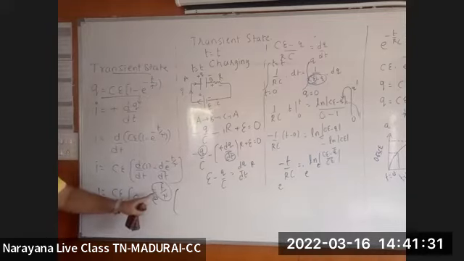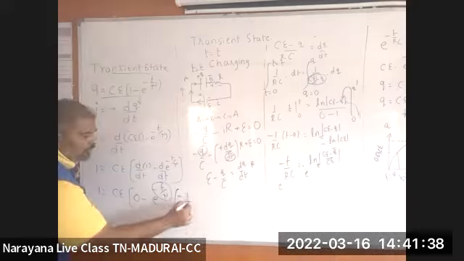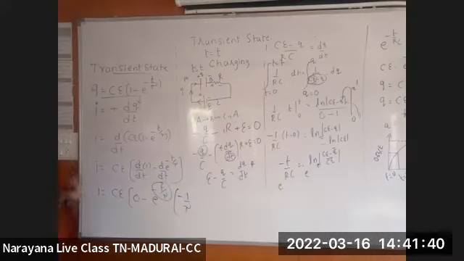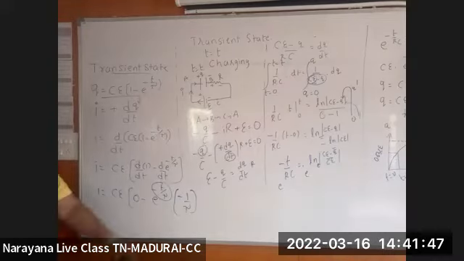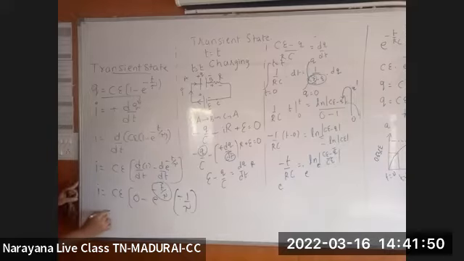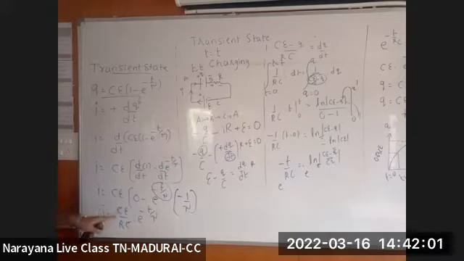What is the differentiation of minus t by tau? Minus 1 by tau, with the constant outside. d small t by d small t is how much? 1. Correct. Then minus into minus gives plus. So what is the current after t seconds? C into E divided by tau, which is R into C, and e power minus t by tau. C and C cancel out.